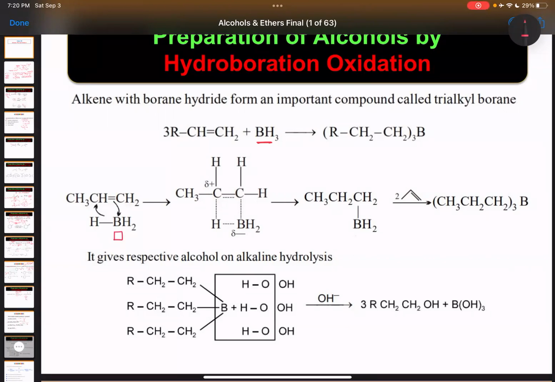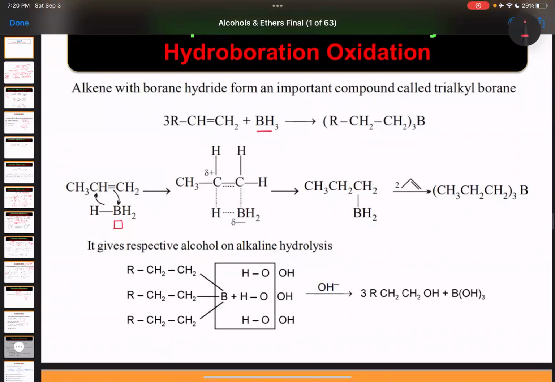I'm putting an empty box, because boron has only 6 electrons, so it is an electrophile. It is an electron-loving species. It is a Lewis acid. It can accept electrons. When it was in THF, the THF was giving electrons, but when it starts reacting with alkene, the double bond of the alkene is going to give the electron to the boron. And that's how it gets added.